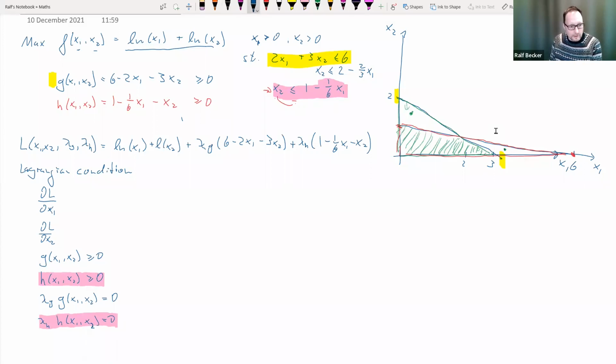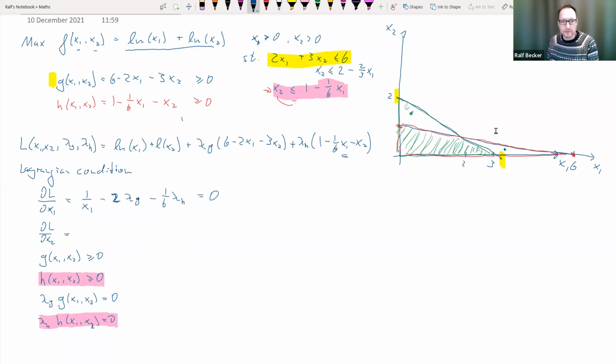And now let's go back to our partial derivatives here. Let's just calculate these partial derivatives with respect to x1. So it's log of x1. We know the derivative of that is just 1 over x1. And we're having x1 here, minus 2x1 times lambda g. So it's basically minus 2 times lambda g. Then we are having an x1 here. So it's minus 1 over 6x1 times lambda h. So it's minus 1 over 6 times lambda h. And that needs to be equal to 0.